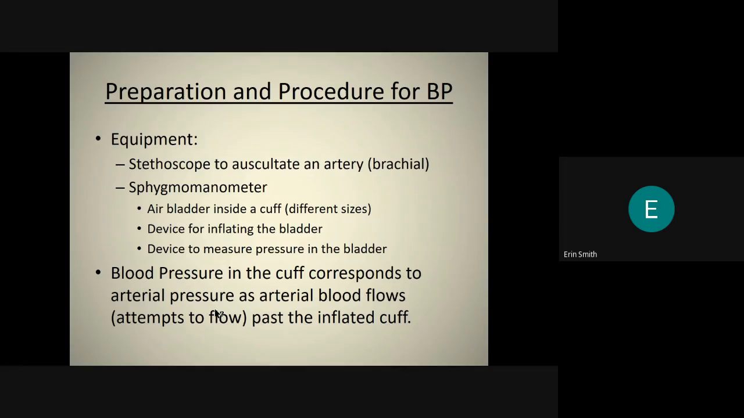That's awesome. Okay. So the blood pressure cuff does come in different sizes, and there will be an area that allows you to inflate the bladder, which is inside the cuff. And again, that's going to be what is wrapped around the patient's arm, very close to the brachial artery. So the blood pressure cuff corresponds to the arterial pressure. We kind of already talked about this, okay?